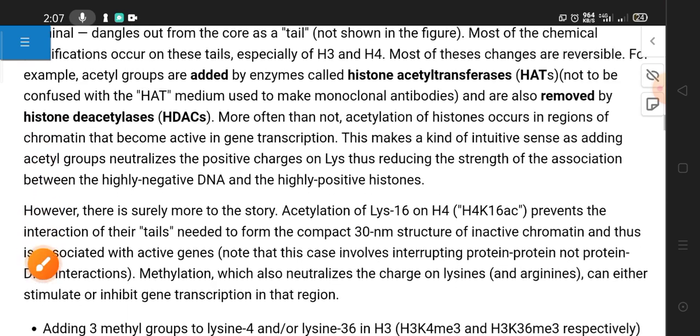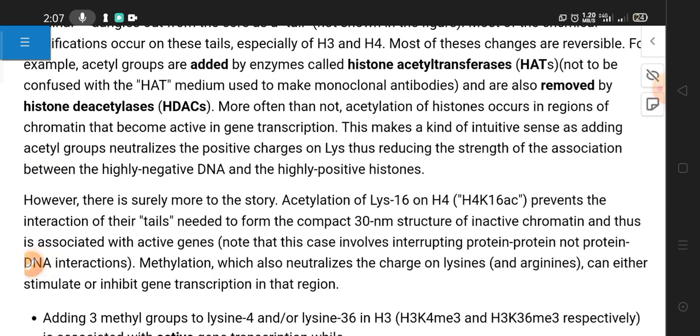This makes a kind of intuitive sense, as adding an acetyl group neutralizes the positive charge on lysine, thus reducing the strength of association between the highly negative DNA and the highly positive histones. However, there is surely more to the story. Acetylation of lysine 16 on H4 prevents interaction of their tails needed to form the compact 30 nanometer structure in inactive chromatin, and thus is associated with active genes.